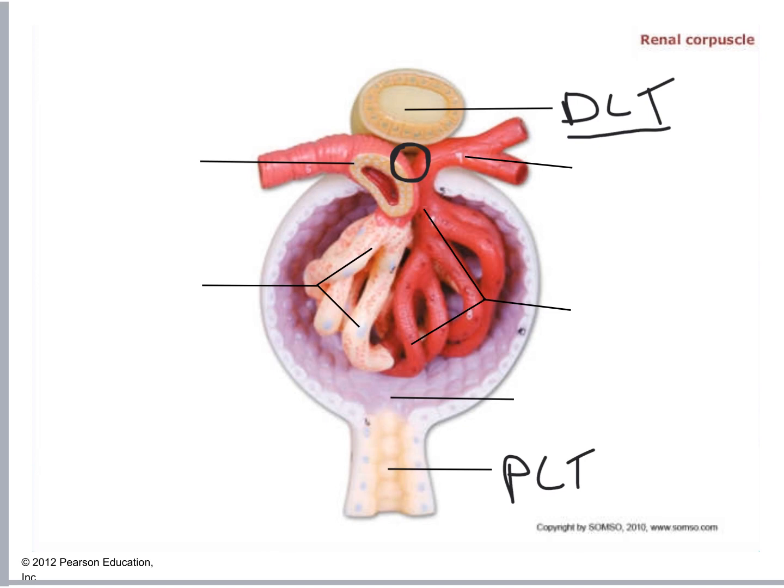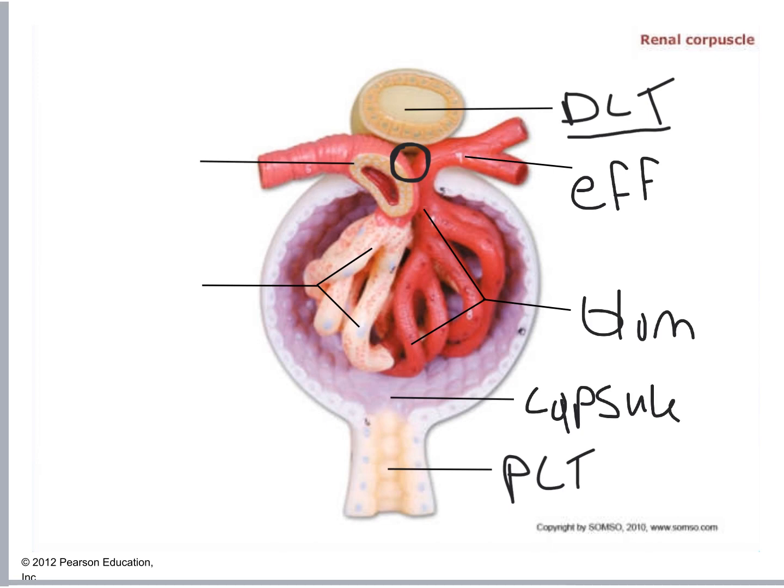All right, let's continue on labeling. The next line underneath the distal convoluted tubule is the efferent arteriole. The next line is pointing to the glomerulus. It could say glomerulus or it could say glomerular capillaries. The next line is pointing to the glomerular capsule, also known as Bowman's capsule. The next one we've already labeled is the proximal convoluted tubule.